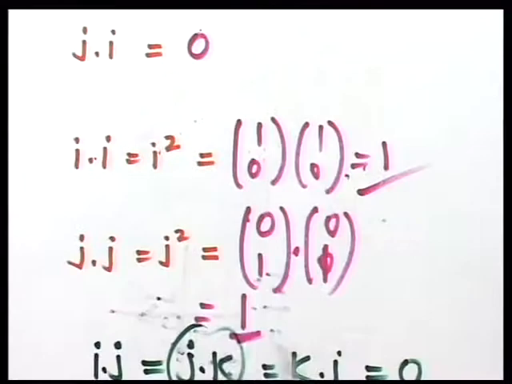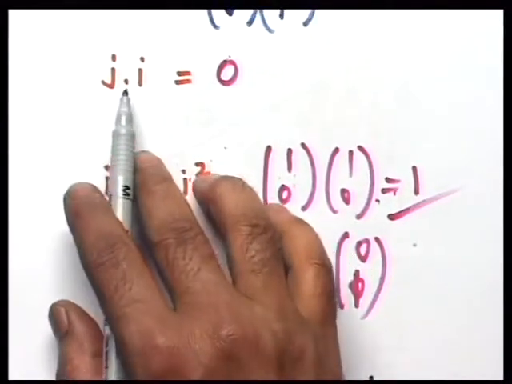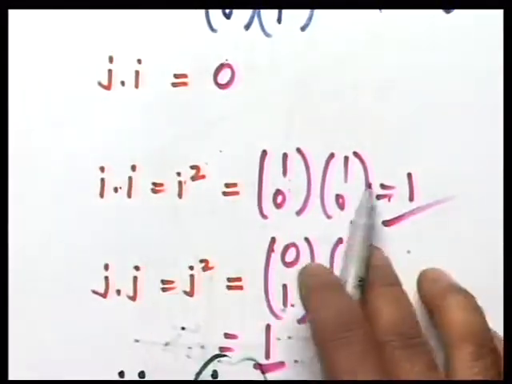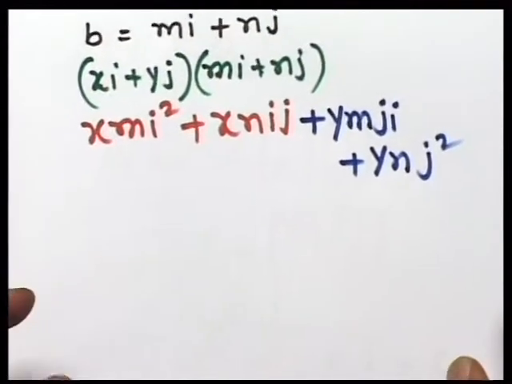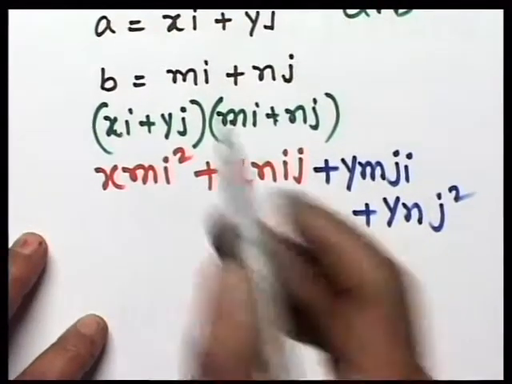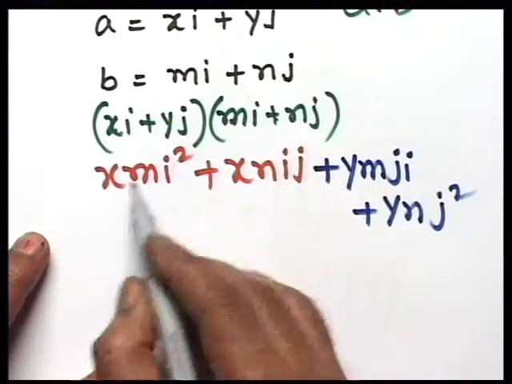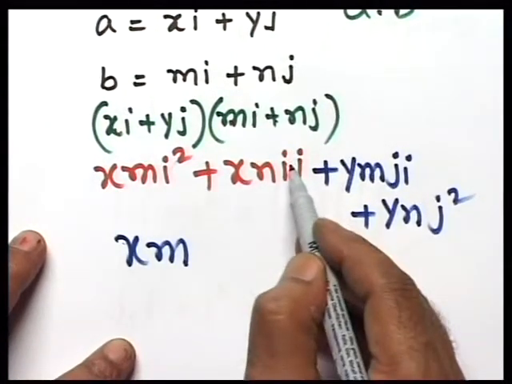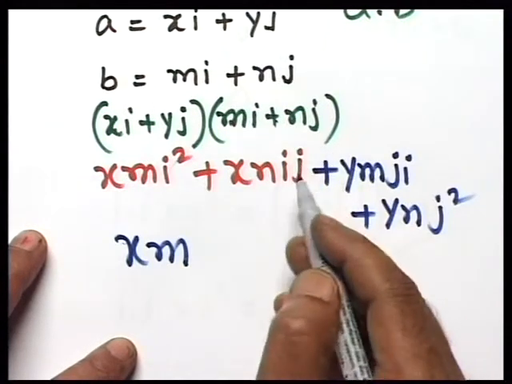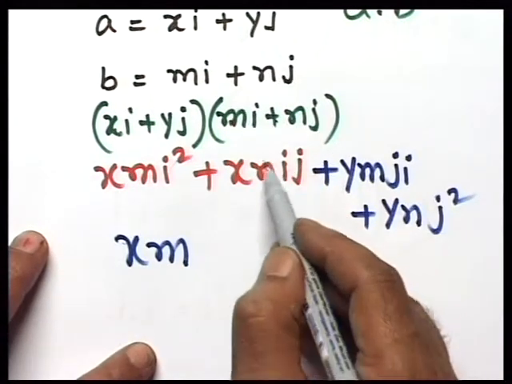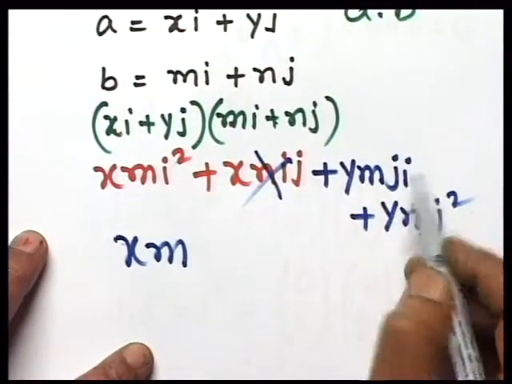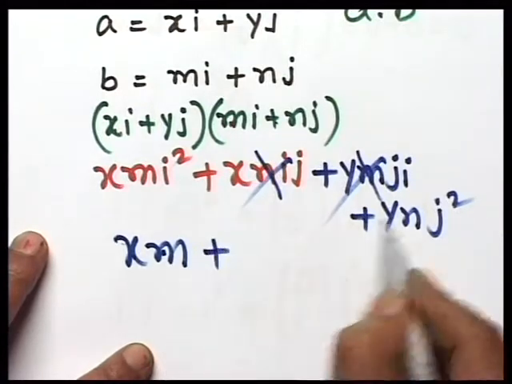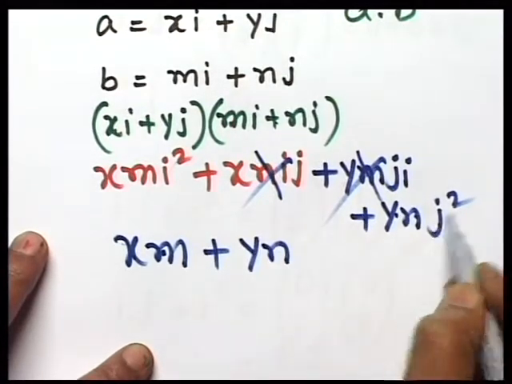Just now we studied that i times j or j times i is 0, but i squared is 1, right? We apply that concept and see what happens. i squared is 1, so we have xm, all right? And ij is 0, the angle between them is 90, so that is gone. ji is also 0, that is gone. So we have xm plus yn, and j squared is 1.